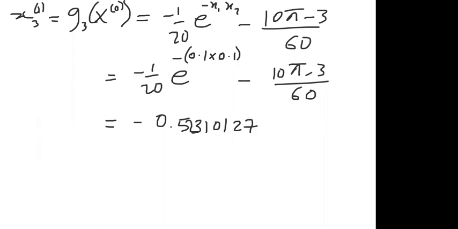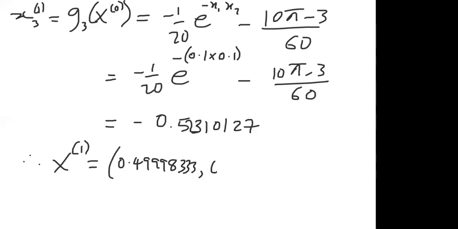So after doing this, now I can write my x1. So x1 will just be equal to the first value I got, which is 0.49998333. Then the next value I got is 0.009444115, and the last value negative 0.52310127. So that's the first value I'm going to get when I do the first iteration, right?